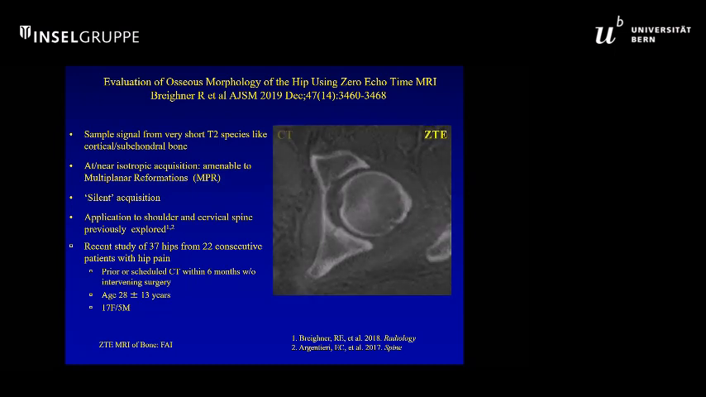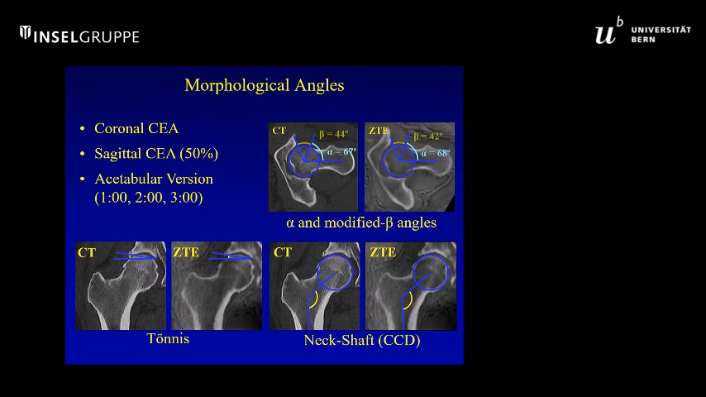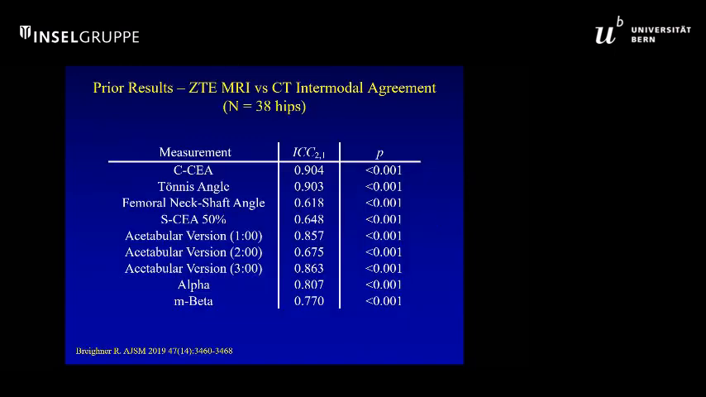So that's a CT, but this is an MRI with appropriate post-processing, and this is called zero echo time imaging, that we worked on in collaboration with engineers in my lab. So here's a comparison. These are published in the American Journal of Sports Medicine, where we looked at coronal CEA, sagittal CEA, and acetabular version at 1, 2, and 3 o'clock. And when we looked at the intermodal agreement between CT and MR, we actually had reasonable reproducibility and accuracy by ICC.